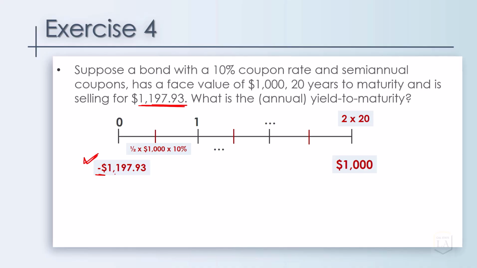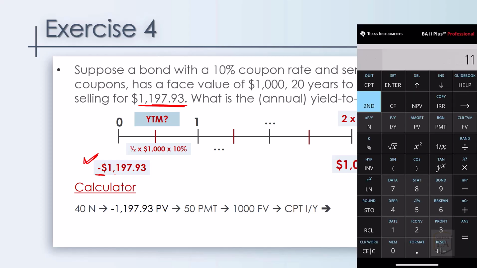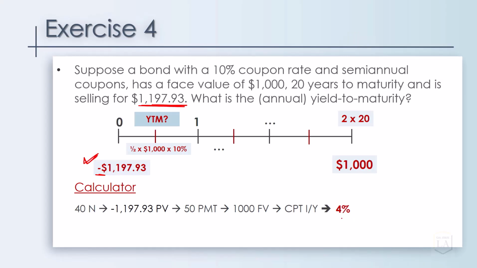As we saw before, for payments, a coupon price, you are paying as an investor. So 1197.93 as a negative value, and let's input that in the calculator to compute the yield to maturity. So on the calculator here, 40 N, negative 1197.93 present value, 50 PMT, 1000 future value, and then let's compute the interest, I/Y, and then you will get 4%. So you might think 4% is the right answer here, but as you can see, this was a semi-annual setting, meaning that 4% is the semi-annual rate as well.